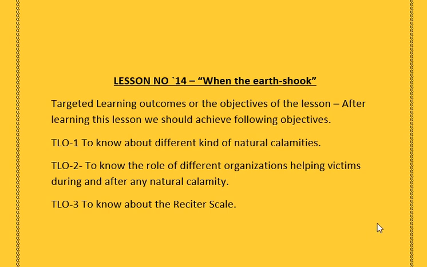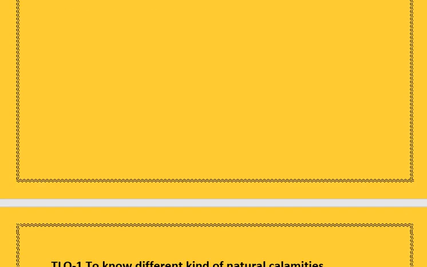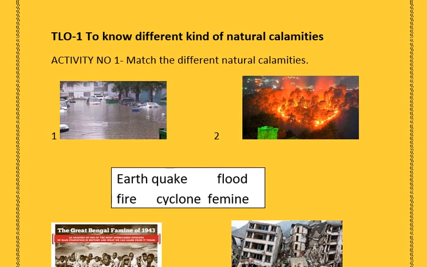In this video, the activities which I'm going to show you, you can use for your revision. Teachers can use these activities for assessing the child, or the parents can also use these same activities to assess whether their child has learned the objectives of this lesson clearly or not. Okay, now let's come to the first TLO of this lesson. The first TLO is to know about the different kinds of natural calamities.